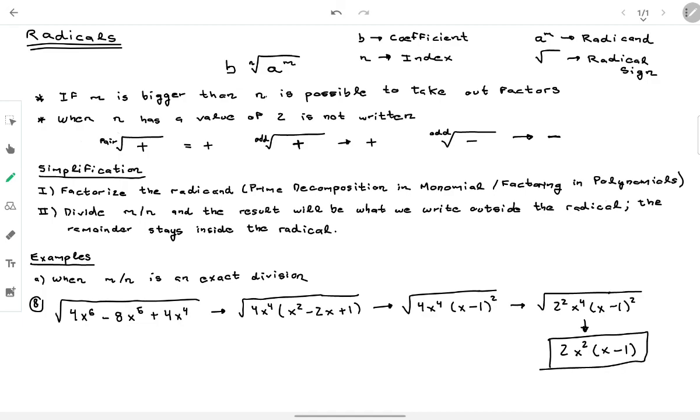So we see in today's video that when m divided by n is an exact division, it's going to be very simple, only factoring or using prime decomposition and doing the simple division to take out whatever we can take out of the radical sign. Let's do the next video that is going to be when m and n is not an exact division. So let's go to the next video.